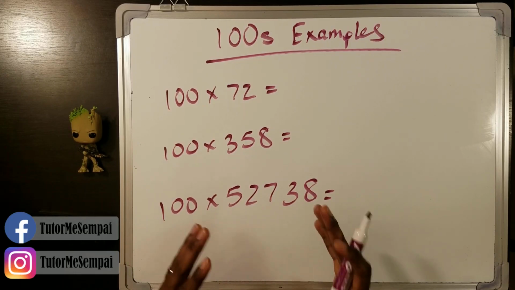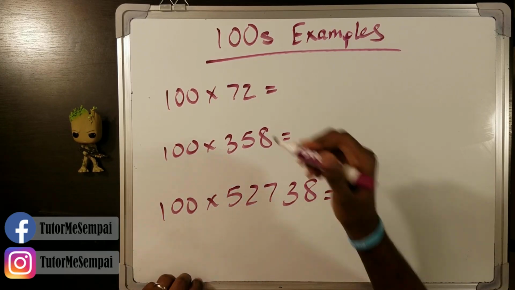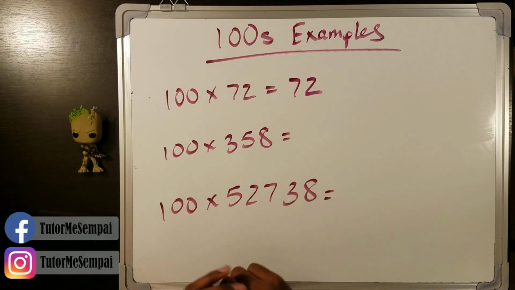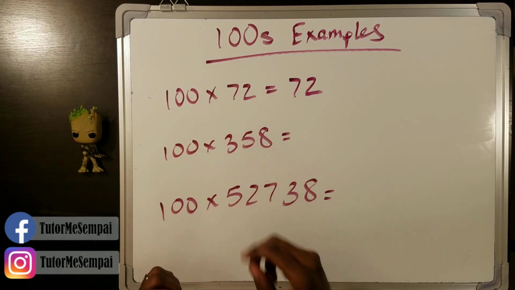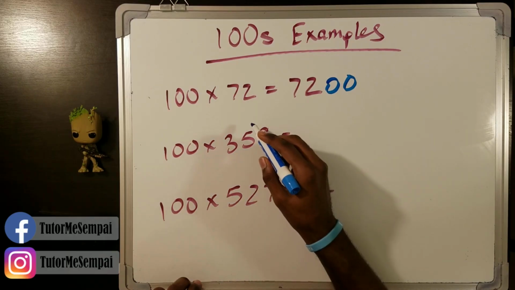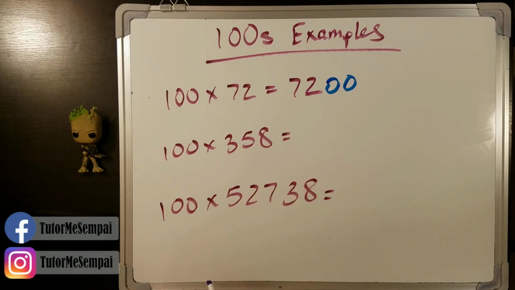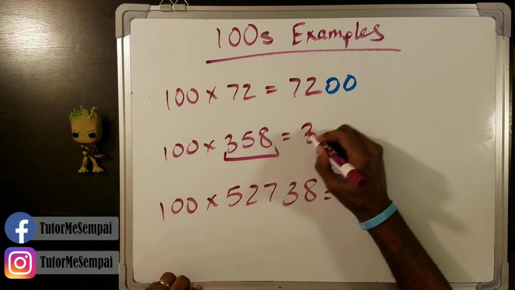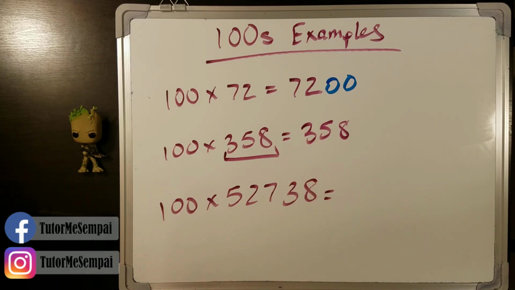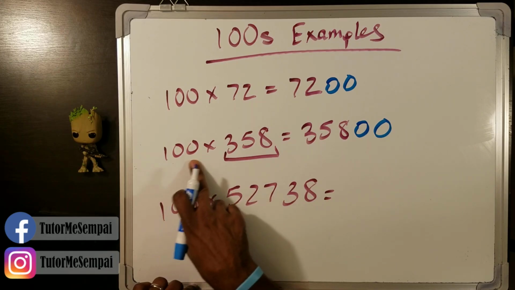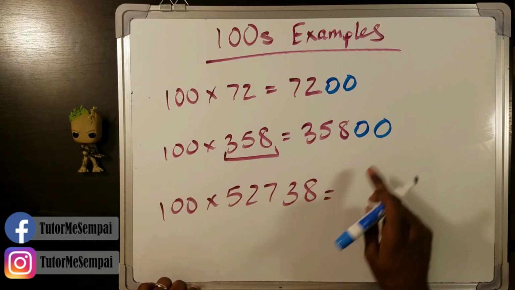Okay, we're going to tackle these 3 just like we did for our tens examples. 100 times 72. So we're going to write that 72, and then because we have 100 here, we're going to follow it with 2 zeros. So this became 7,200. How about this 100 times 358? Once again, you're going to write this entire thing, 358, then follow it with 2 zeros. Since it's 100, we have 2 zeros after this.